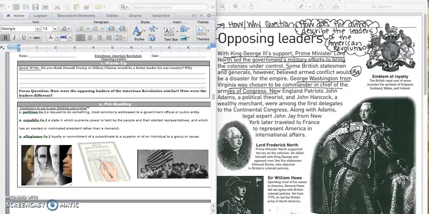Good afternoon, fourth grade. We are going to continue reading in our text about the American Revolution. And today we are going to focus on the two leaders, King George III and George Washington.